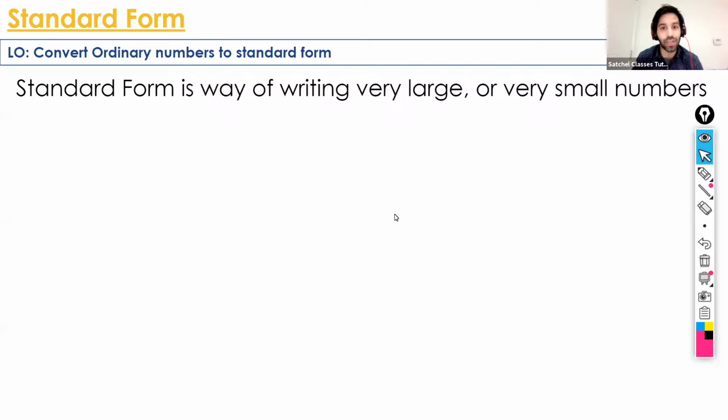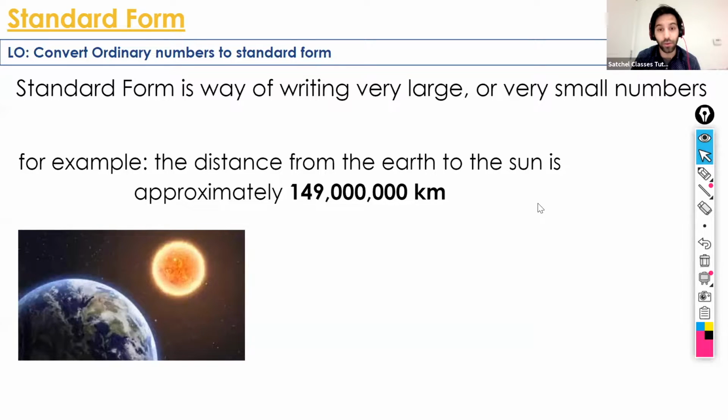Standard form is a way of writing very large or very small numbers. This is useful because some numbers are extremely large and some numbers can be extremely small. For instance, the distances between planets can be very large. The distance from the Earth to the Sun is approximately 149 million kilometers, which is quite a large number to work with. So mathematicians and physicists may prefer to use smaller numbers, and they may write this large number in standard form.